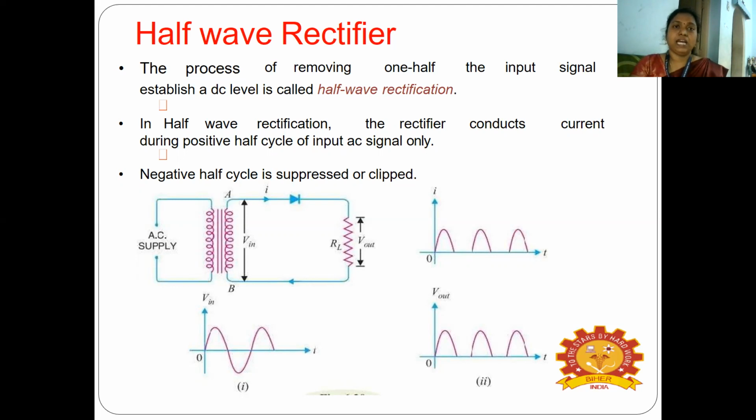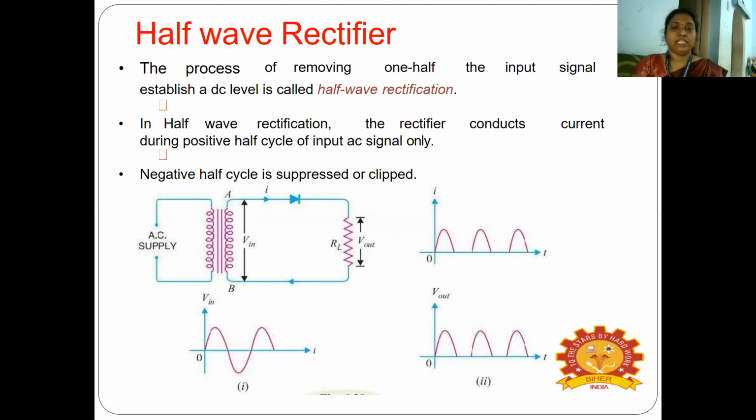First we will see the half wave rectifier. The process of removing one half of the input signal to establish a DC level is called half wave rectification. So in half wave rectification you remove one half of the input signal. You're not going to process the whole signal; you process only one half of the input signal to establish a DC level, because you need a DC output, right? For that reason, we go for half wave rectification.